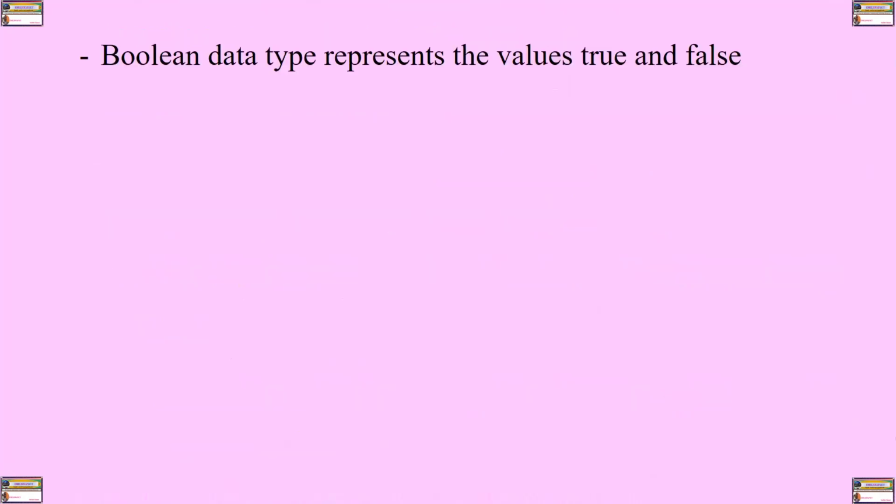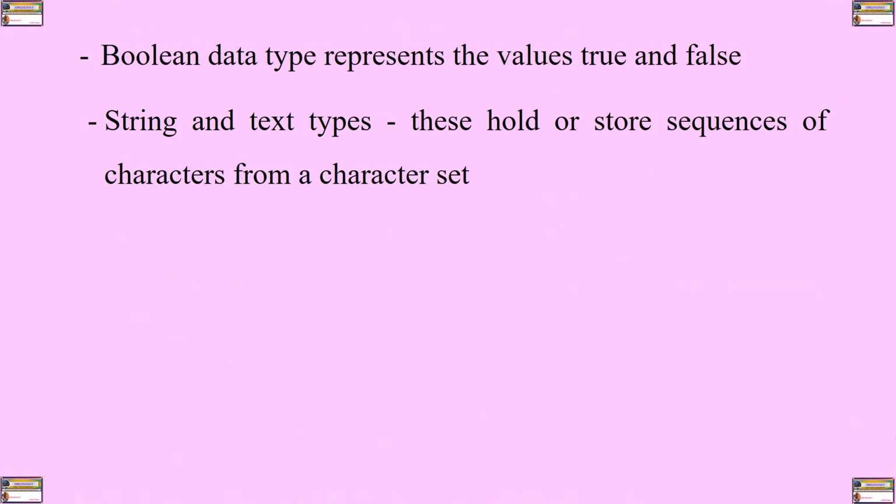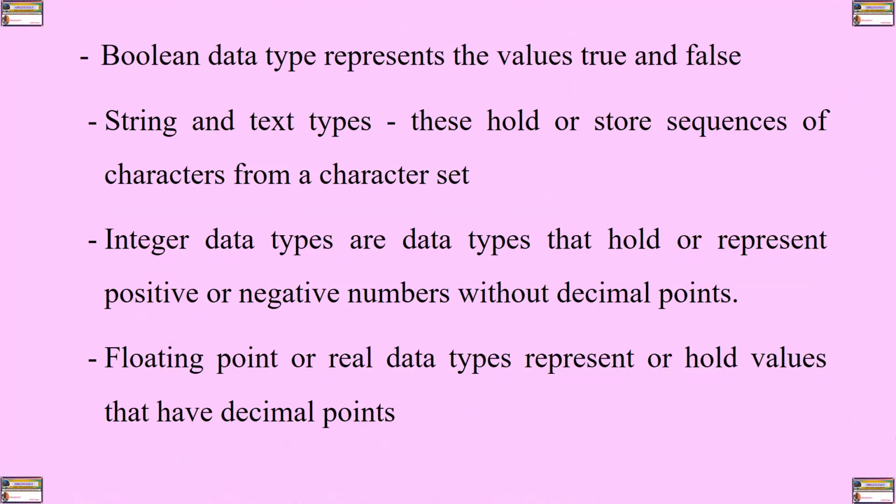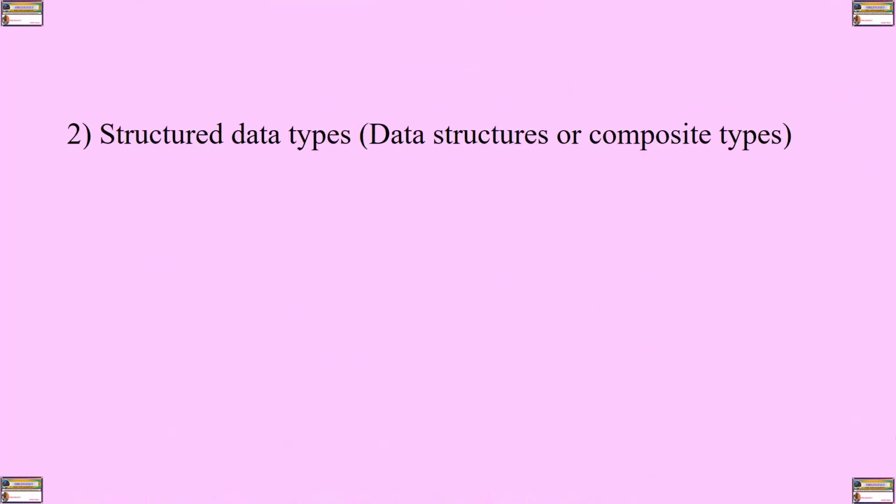The Boolean data type represents the values true and false. String and text types hold or store sequences of characters from a character set. The integer data types are data types that hold positive or negative numbers without decimal points. The floating point or real data types hold values that have decimal points.